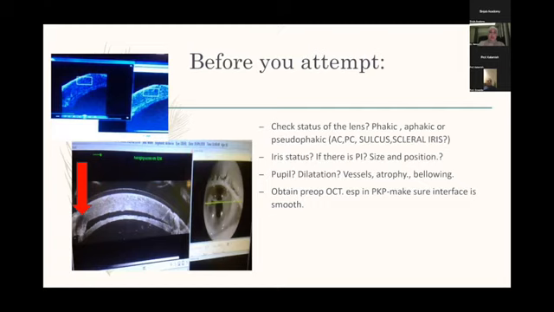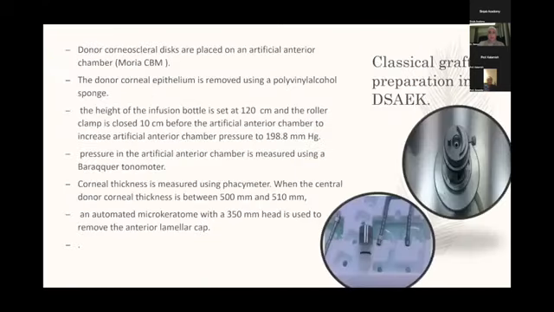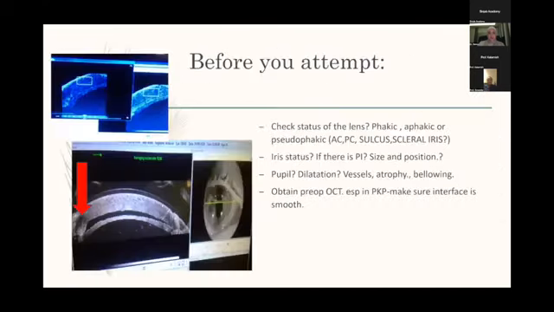Now, one trick before you attempt insertion of a DSEK graft is to check the status of the lens, to see if the eye is phakic, aphakic, or pseudophakic. What's the status of the anterior chamber, the posterior chamber, the sulcus, the sclera, and the iris? If there's any iris problem, a plateau iris, adhesions, and the position of the iris.